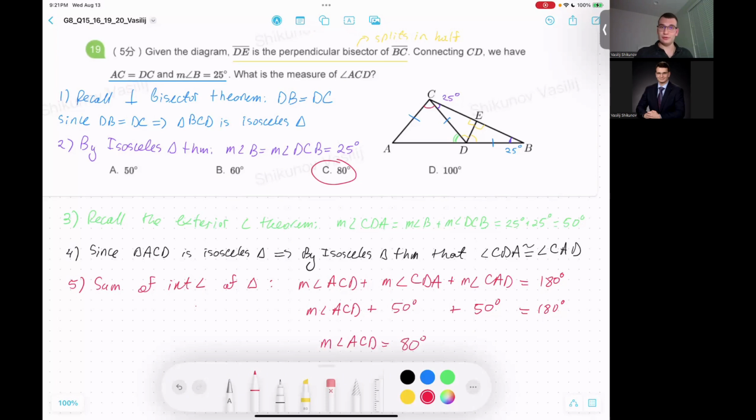All right. So let's go ahead and recap what we did in this problem. We labeled all of the angles that we were given, and then we recalled a bisector theorem, which said that the segments DB and DC must be equal. Then, because they were equal, we found the isosceles triangle. By the isosceles triangle theorem, we found out that the base angles are equal. Then we recalled the exterior angle theorem, which said that the exterior angle is equal to the sum of two remote interior angles. And then, since triangle ACD is also an isosceles triangle, we were able to find by the sum of the interior angles that the measure of angle ACD is 80 degrees.